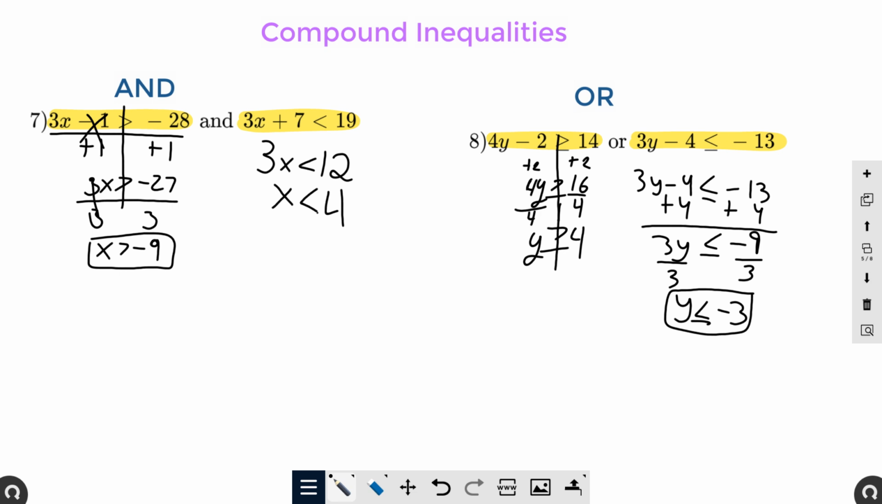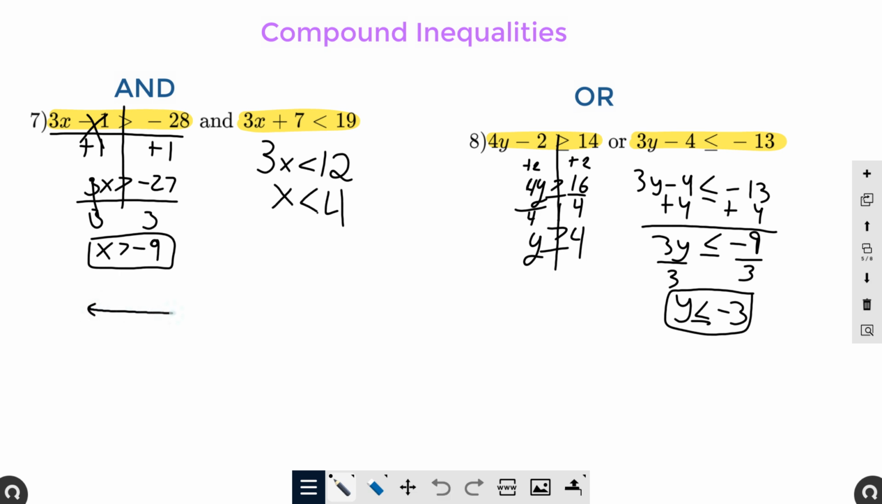And then our last one, add 4, divide by 3. Y is less than or equal to negative 3. Right? Okay. Great job on solving those. I figured those were simple little two-step ones to solve. So now what we're going to do is graph these together. So this and this we're going to graph on the same number line.